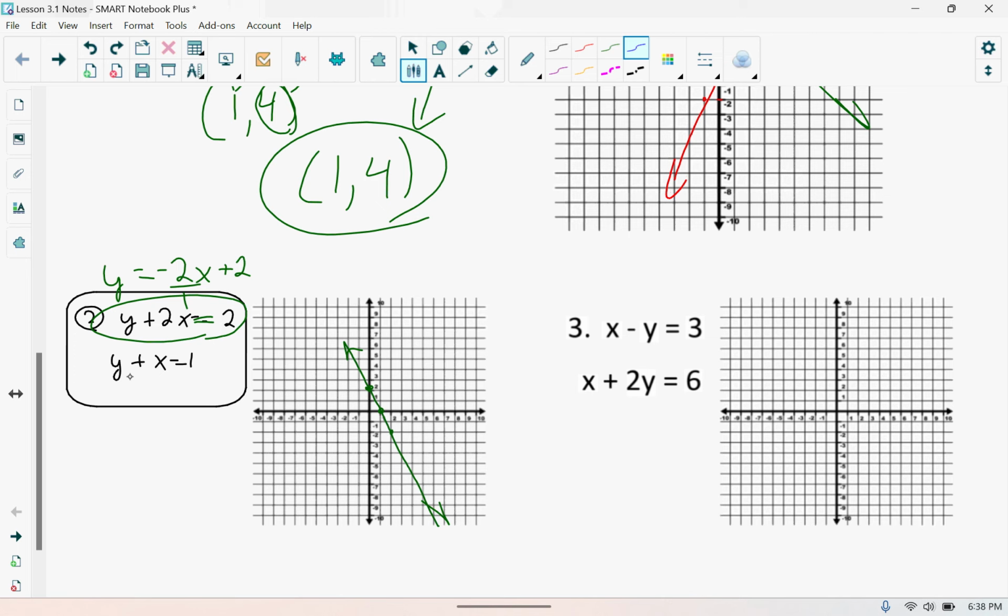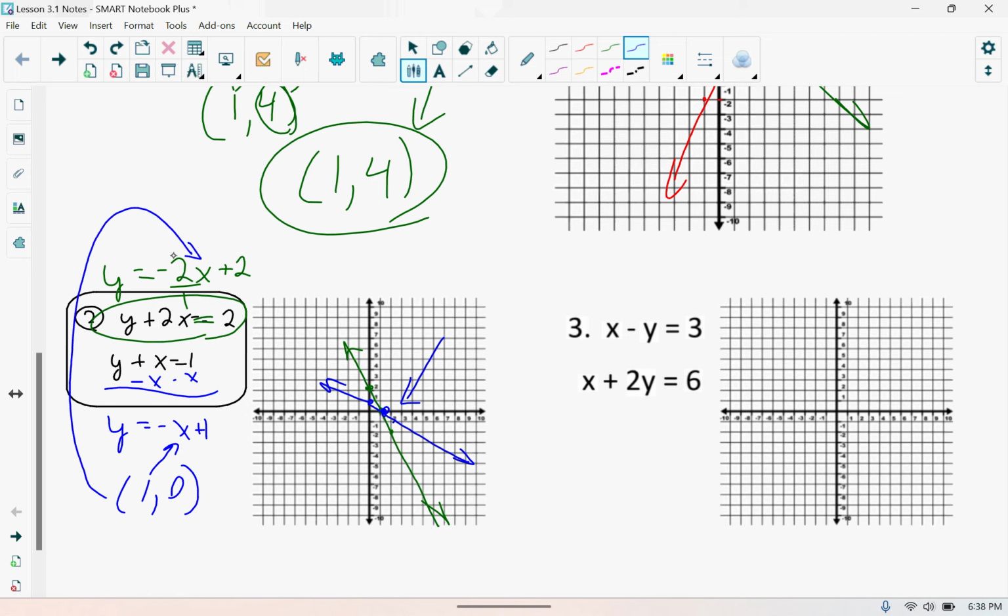And then let's do this one. So I'm going to subtract x from both sides. And I get y is equal to -x plus 1. So I'm going to start here and go down 1 over 1. And so again, that part that they meet is right here. And so it looks like it is 1, 0. So let's test it. If I plug in 1 here, I have -1 plus 1 is 0. That works. Let's go up here. I have -2 plus 2 is 0. Okay, so yes, that is it.